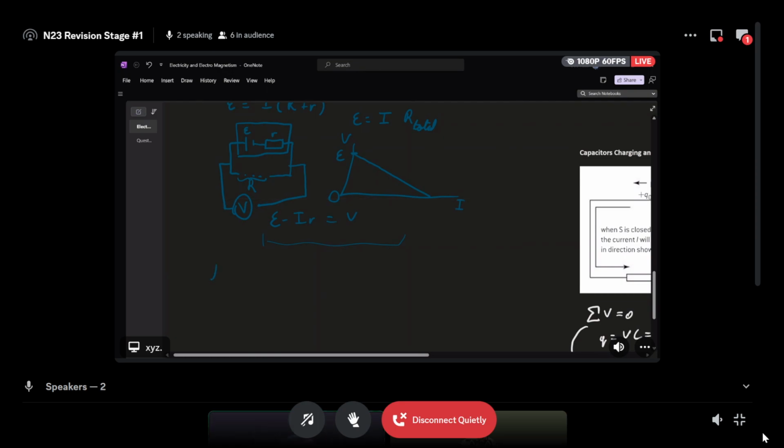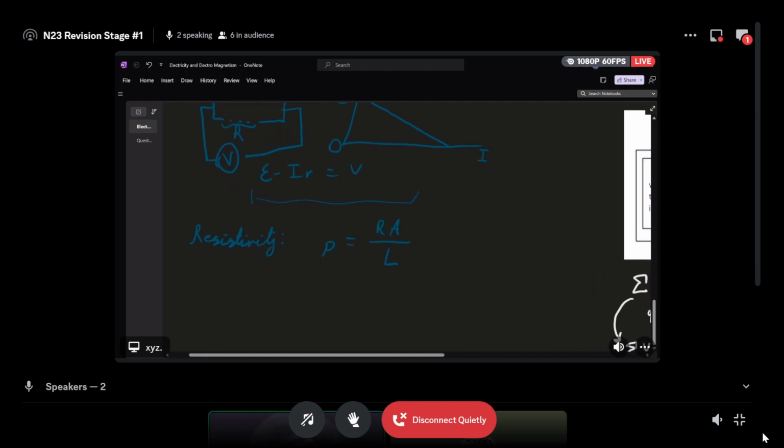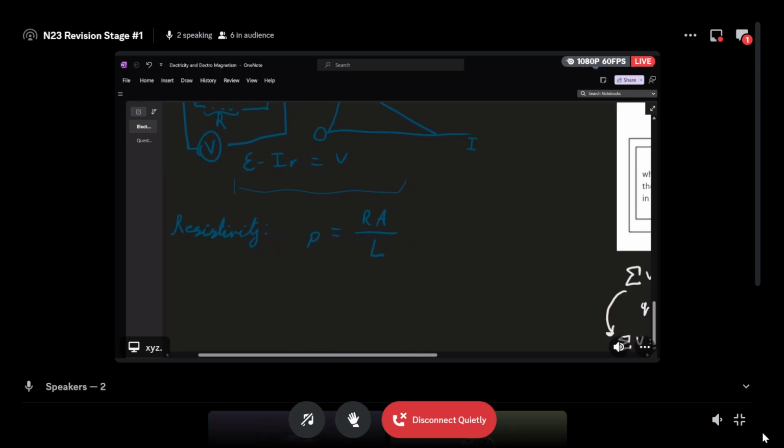Otherwise, resistivity. Resistivity is a measure of the resistance of a material. And yeah, essentially, you have this equation, and what you need to be very good at in the exam is rearranging it very quickly and finding dependencies.